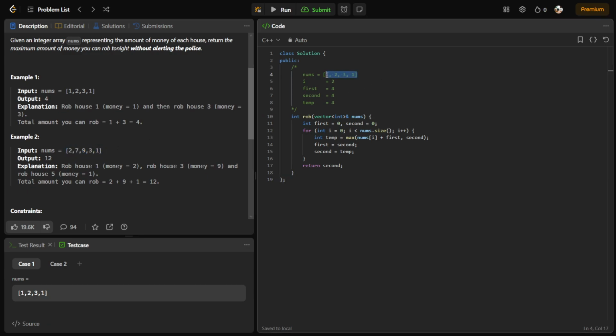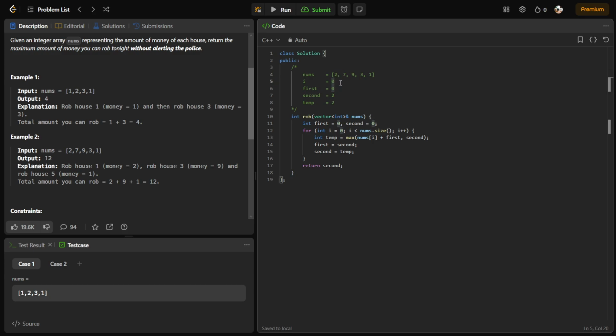Okay, let's go through another example. Let's say I have this. So i equals 0. Again, I start from the very beginning, where I'm choosing which pair I want to rob. In this case, temp is the maximum of 2 plus 0, so temp is 2. First equals second, second equals 2. Basically, the second right here would mean it's the second choice. Yeah, I guess you can imagine it that way.